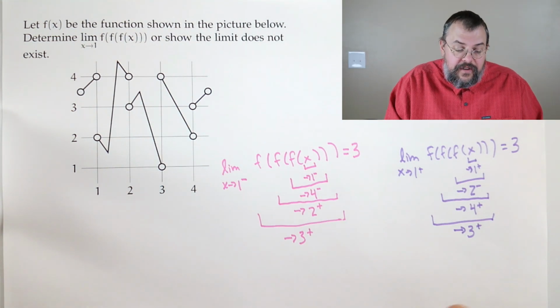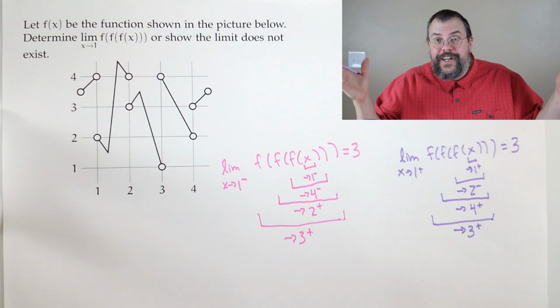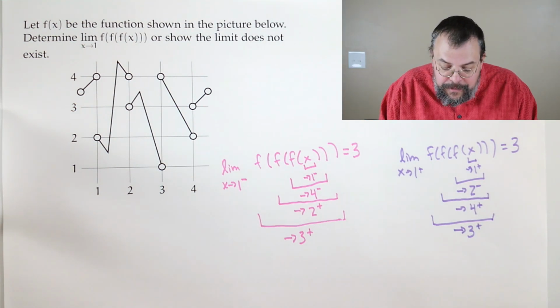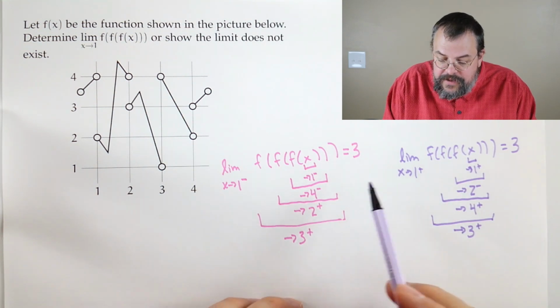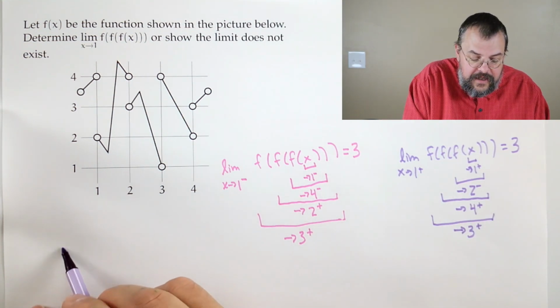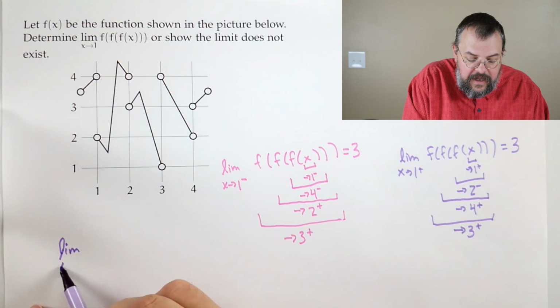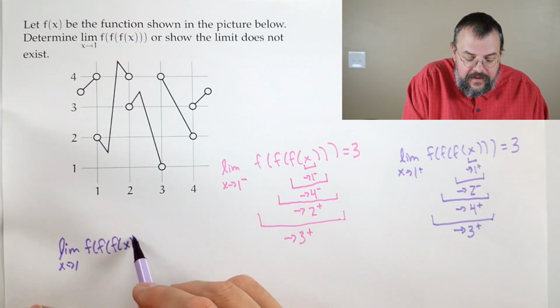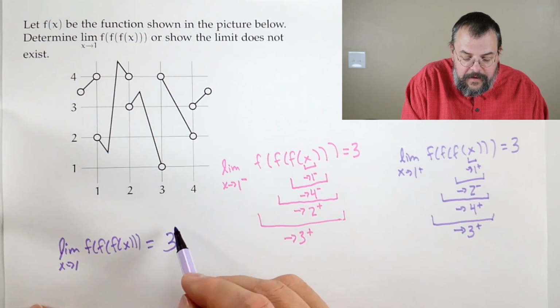So whatever this function looks like, and it's a weird looking function, and I don't think I could probably do it without a computer, I can come to the conclusion that since these limits agree, then the limit as x approaches 1 of f of f of f of x is equal to 3.